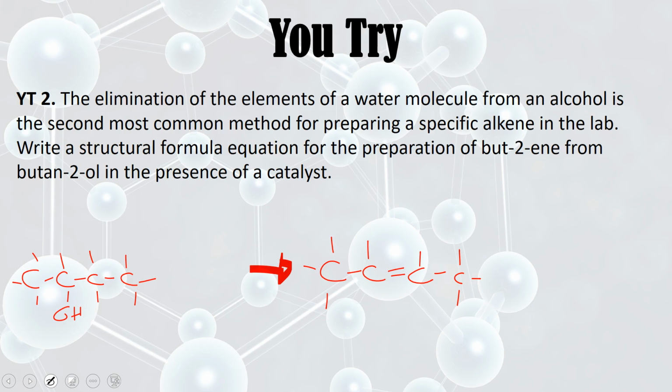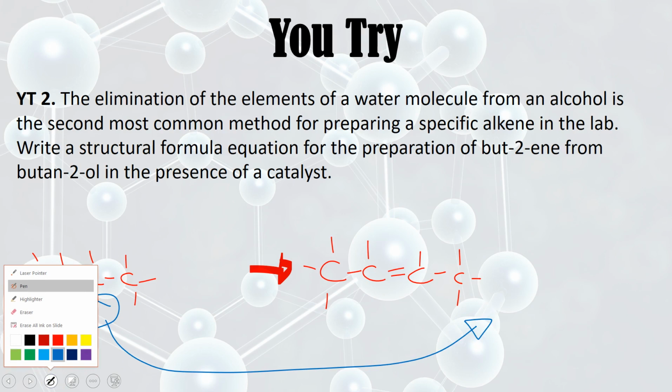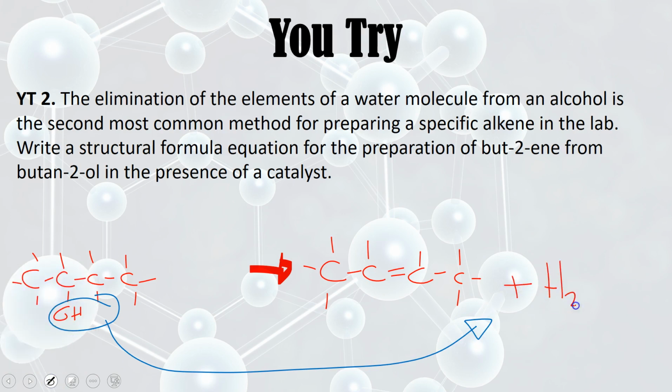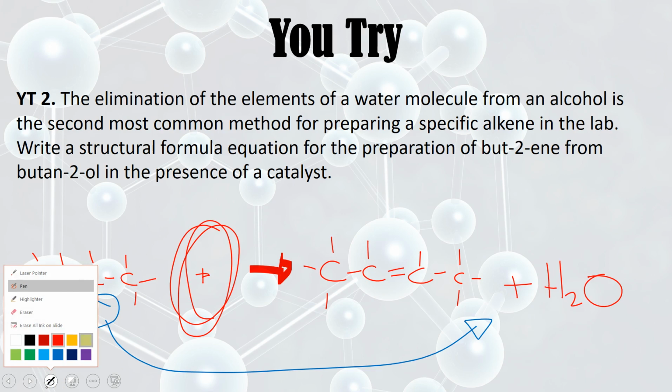Anybody have an idea of what would happen here? I'm going to undergo dehydration, right? So these two here are going to come off as a water. So add water, and that would be it. I don't need to add anything. I don't have anything else being added here because I'm not producing anything else. I just need to create a double bond in the location that it told me.